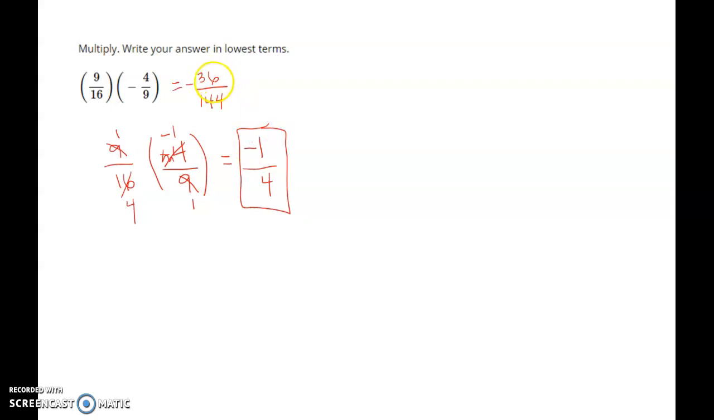So either way will work. This one we could have simplified, divide by 36 on each side, and we still would have gotten 1/4 or negative 1/4. But I prefer the cross-canceling way, especially when the numbers get a little bit bigger.